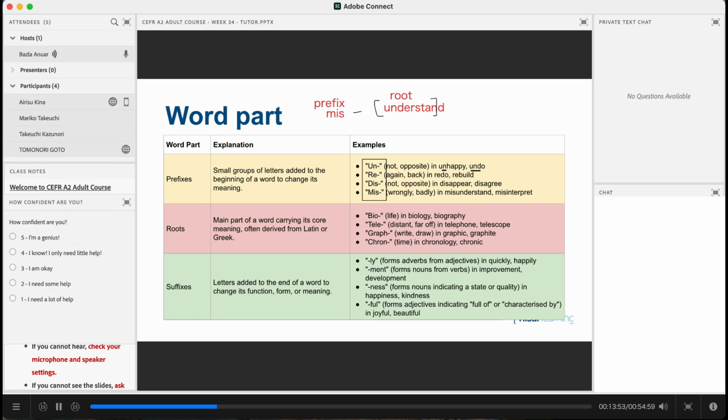Okay, so here I was just explaining for the word understand. In order for us to add a prefix, we can use the prefix miss. So it becomes misunderstand. Misunderstand has the opposite meaning of the word understand. Can you see, everyone? Does that make sense? All right, very good.